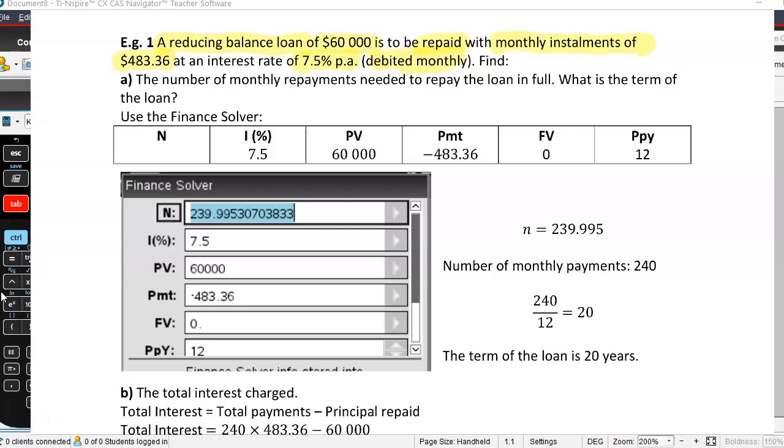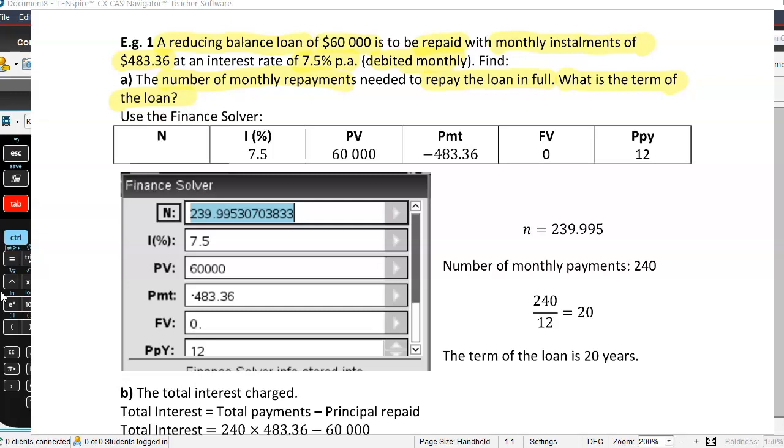So find the number of monthly repayments needed to repay the loan in full. Remember, repay the loan in full means you're going to owe nothing at the end. What is the term of the loan? The term of the loan is talking about how long this loan is going to last. When you get a loan, you sign on with the bank for a contracted period of time in which you agree you're going to pay out your loan over that period of time.